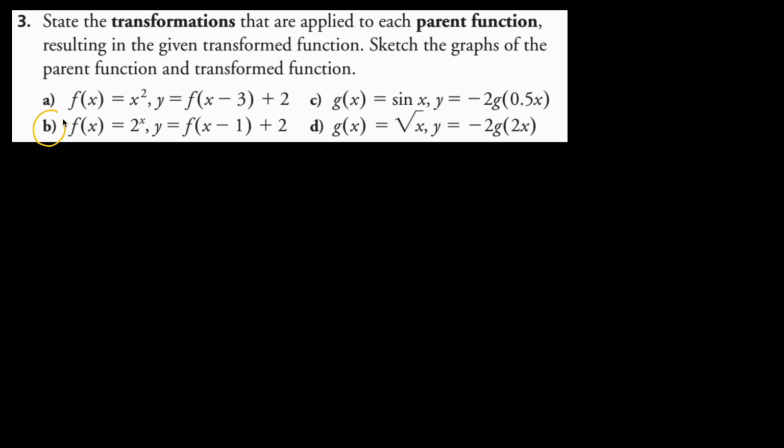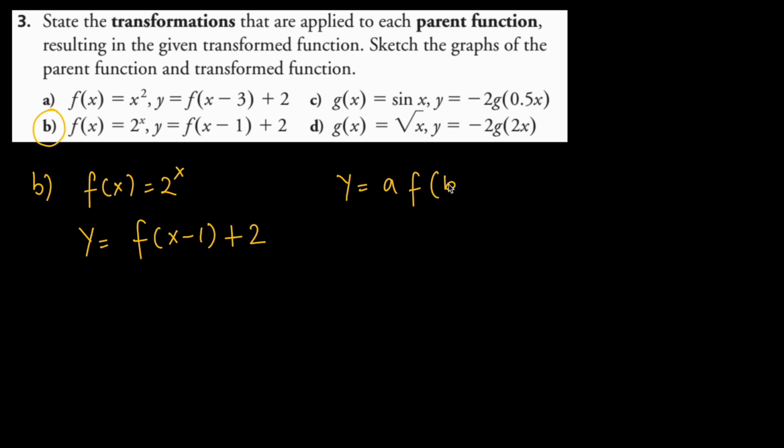Now moving forward, if I look at part B, which is f(x) equals 2 raised to the power x. 2 raised to the power of any variable means this is an exponential function. And my transformed function is y equals f(x minus 1) plus 2. At this point, I expect you to start comparing this function with the standard equation of transformation on your own. That means the standard equation of transformation looks something like this: a f(b(x minus h)) plus k.